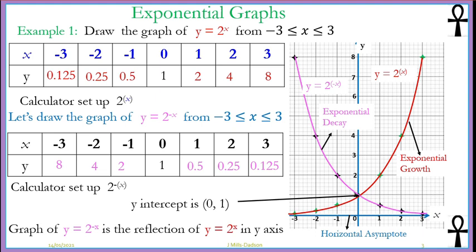Now, the last thing you can say about this is that y equals 2 to the power x and y equals 2 to the power negative x, one is a reflection of the other in the y-axis. So we can say the graph of y equals 2 to the power negative x is the reflection of y equals 2 to the power x in the y-axis.